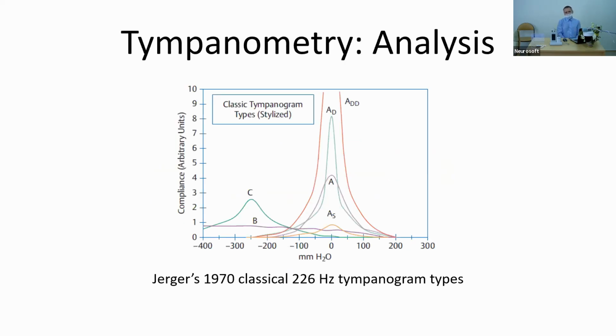So the analysis in this test mainly consists of classification of the tympanogram waveform. So there is a classification system developed by Dr. Jerger in 1970. So it is a classic system used still today for classic tympanogram types. So they range from type A, which is a normal tympanogram, to different other types like AD and AS, B, which is almost completely flat, and C, which has a misplaced peak.